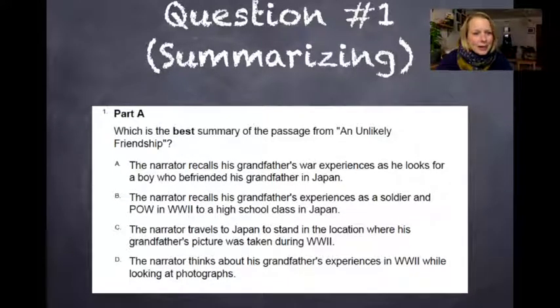So my first guess, A, when I read it and said it was pretty good, that is the answer. He recalls his grandfather's war experiences. That is a generalization, and it includes all the details. The POW experience, the forced labor, the Bataan Death March, it's all included in there. And as he looks for a boy who befriended his grandfather in Japan, that was his main concern when he traveled to Japan. So that includes that as well. So A is the correct answer. It's the best summary of the passage.